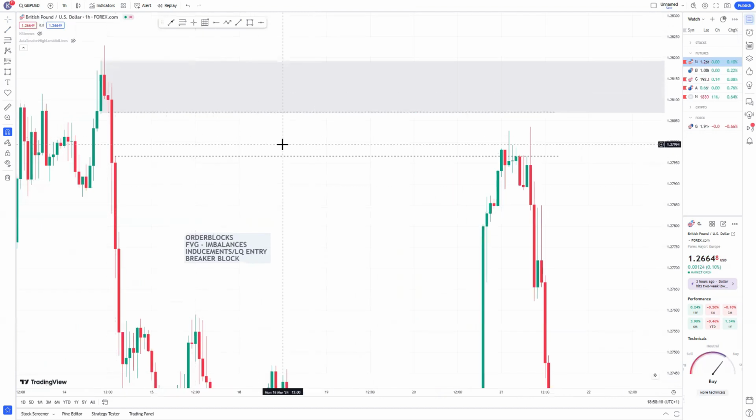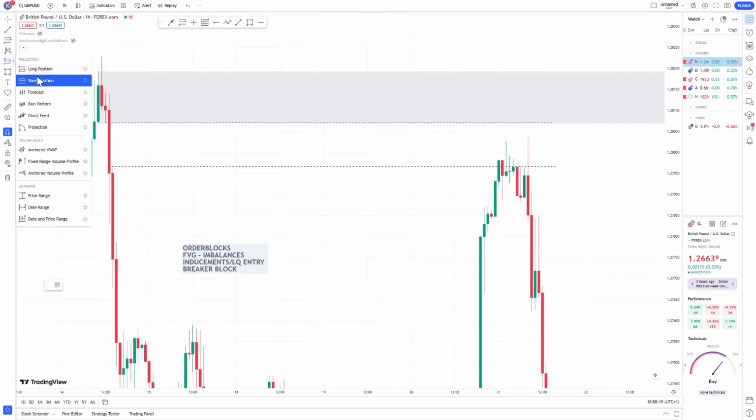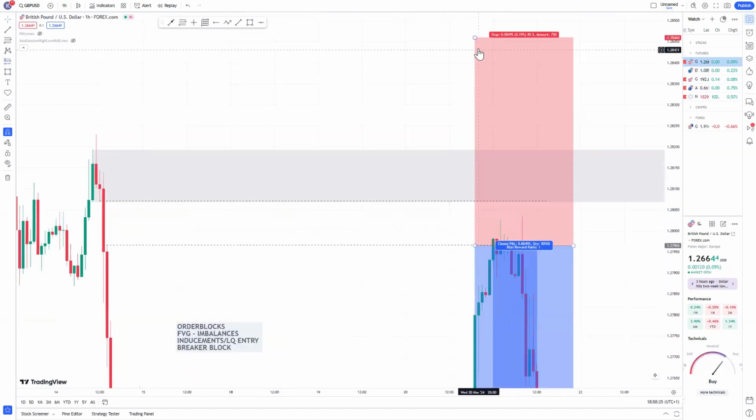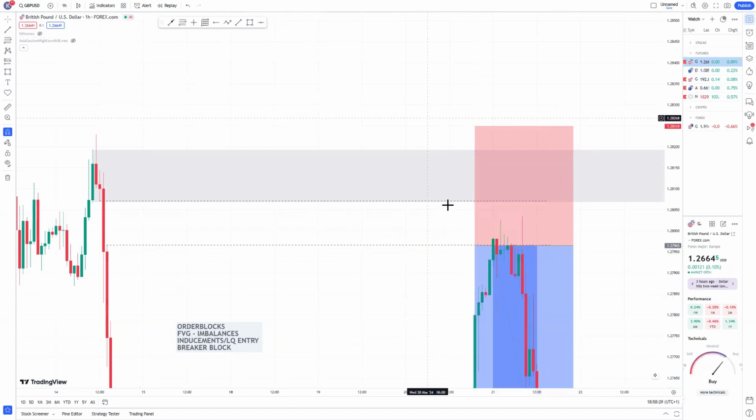Now, this is the fair value gap. This fair value gap is also a kind of entry. You can also get to sell from this fair value gap here, with your stop loss above the high. You can actually do this.